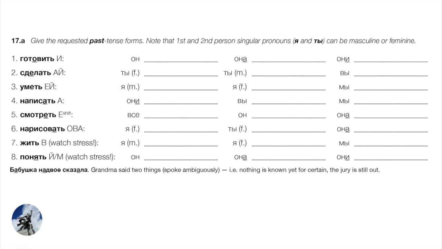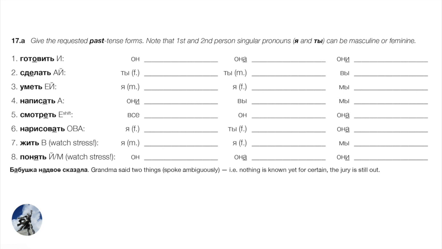Okay, жить. Okay, watch the stress. Remember, we mentioned this shows that feminine strong pattern. Я жил, masculine. Я, female, я жила, I lived. Я жила, мы жили. Right? Мы, plural, жили.